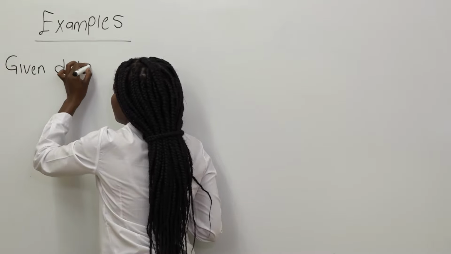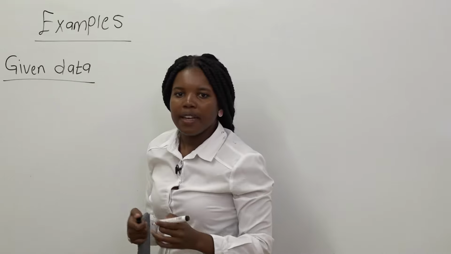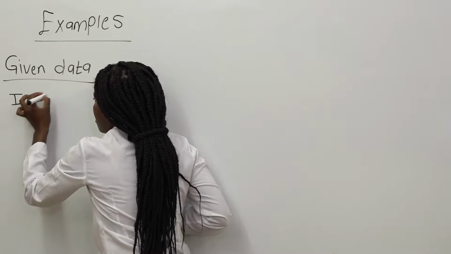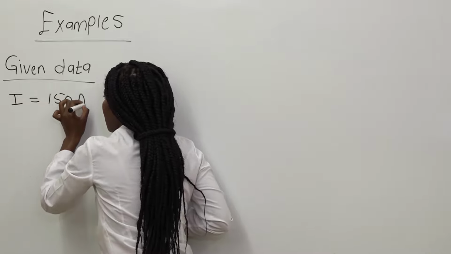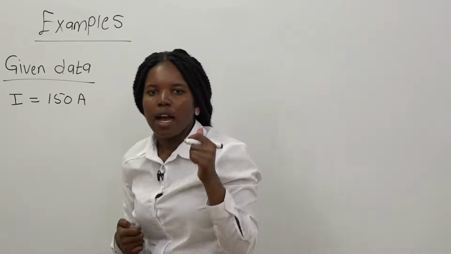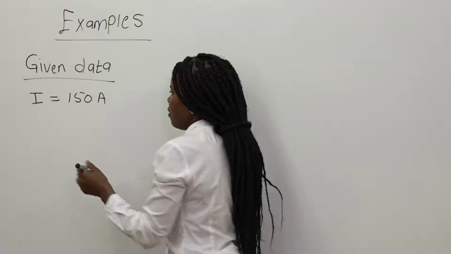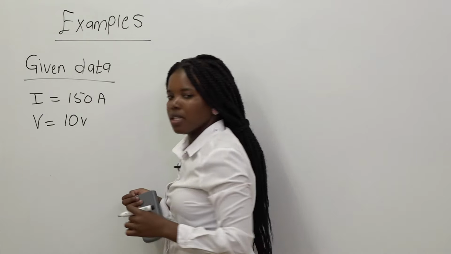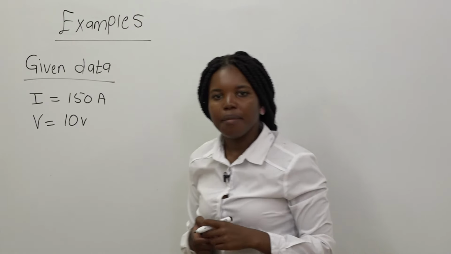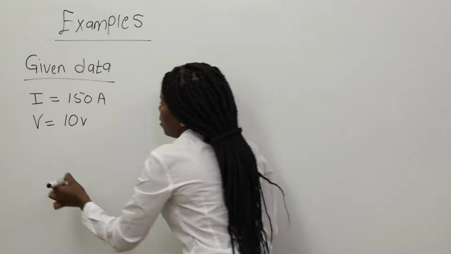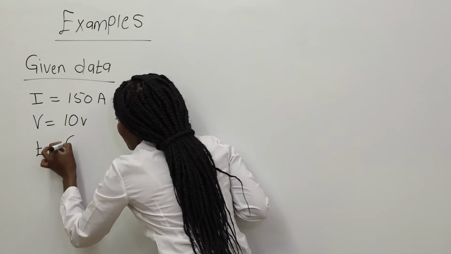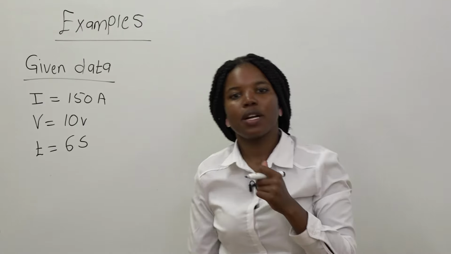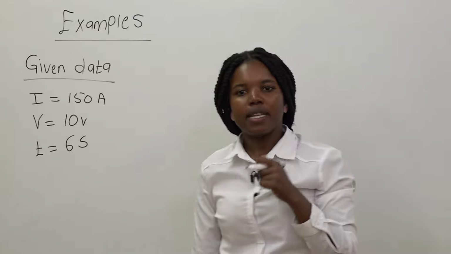Therefore, from the statement, we are given our current as 150 amps. We are given our voltage as 10 volts. We are also given the time as 6 seconds. So our T is 6 seconds. And you are requested to calculate the energy being used by the starter motor.